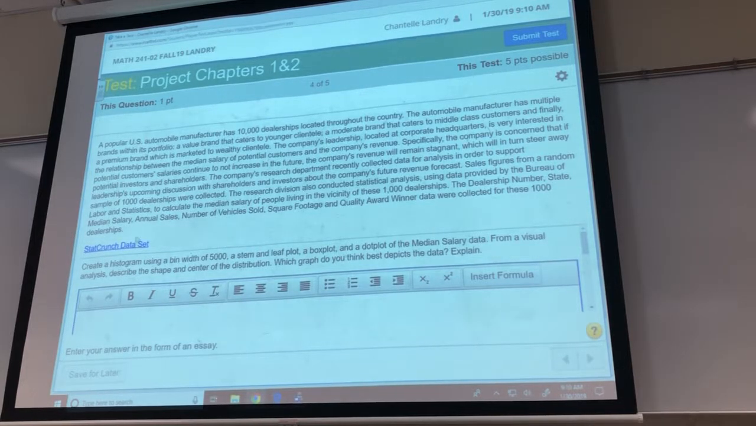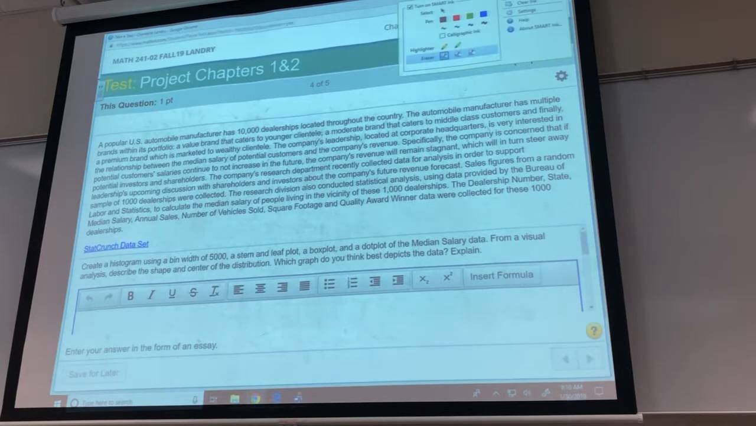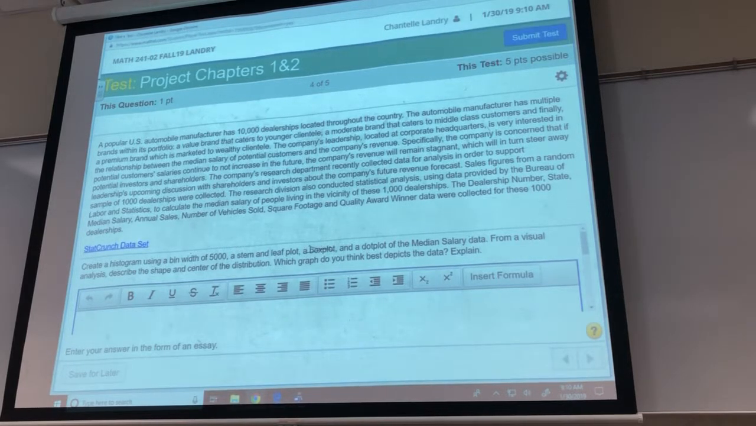Okay, so now they want you to do a histogram with bin width of 5,000, and then they also want you to do a stem and leaf plot, a box plot, and a dot plot. We haven't talked about box plots, so don't worry about that. We're going to do that in chapter 3, so don't worry about doing the box plot. Just do the stem and leaf plot, the histogram, and the dot plot.